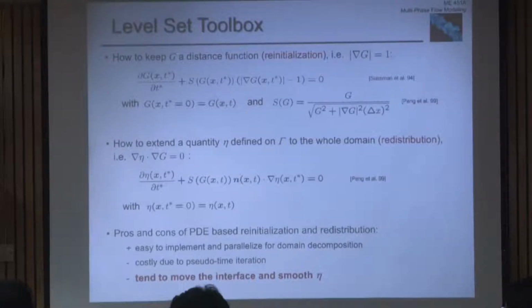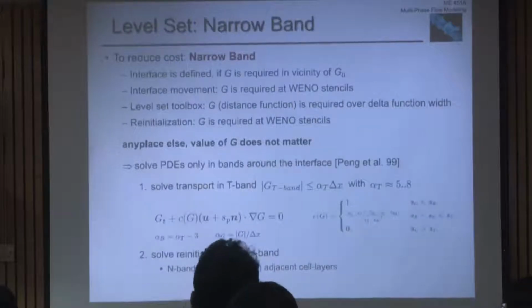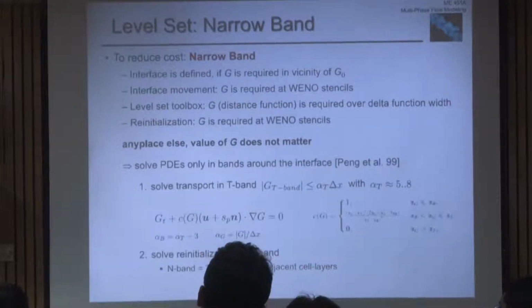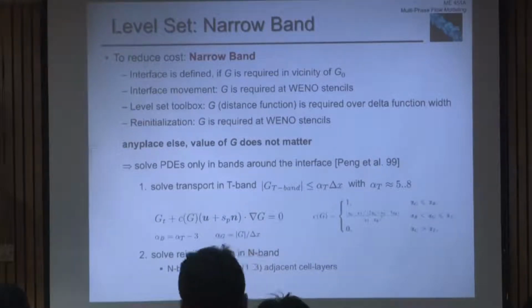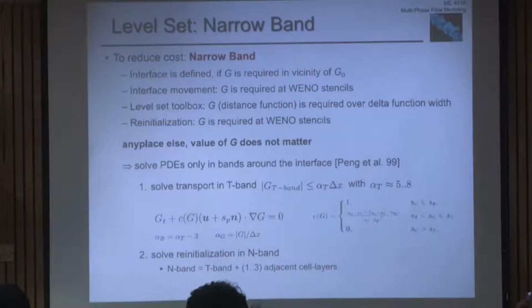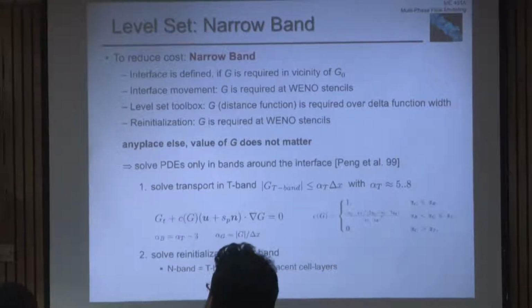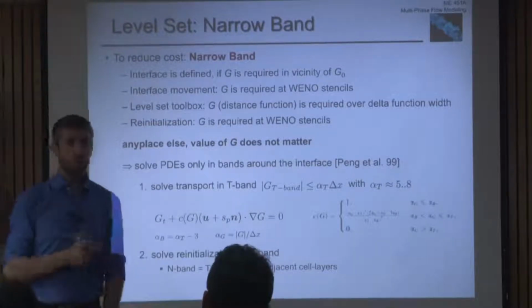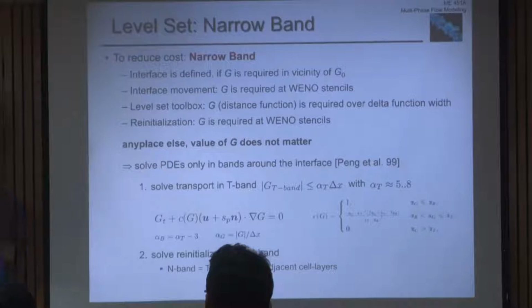OK, so let's fix some of those problems. The first problem that we pointed out was cost. Well, there is a simple solution that is in the Peng paper that I included in your course pack and that I cited, I think, 2 days ago. In this Peng paper, the concept of a narrow band is introduced.